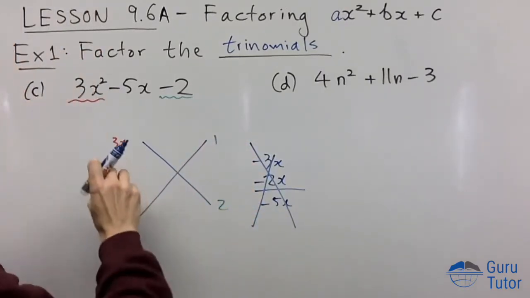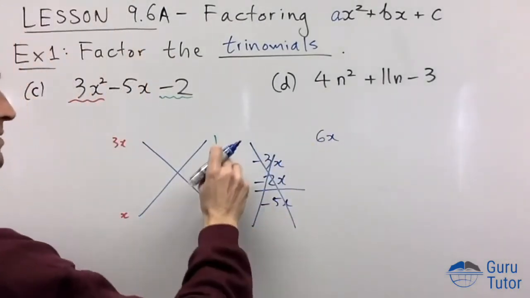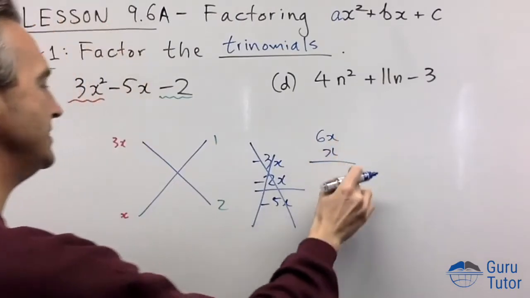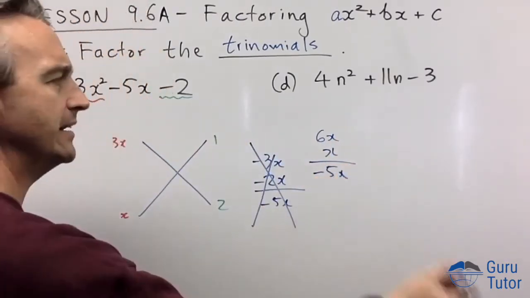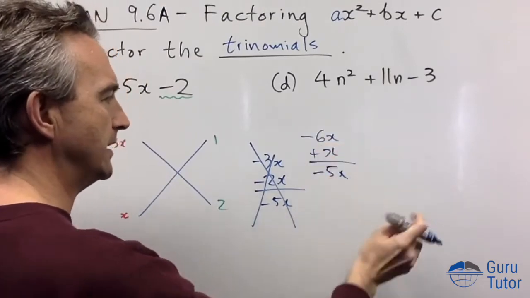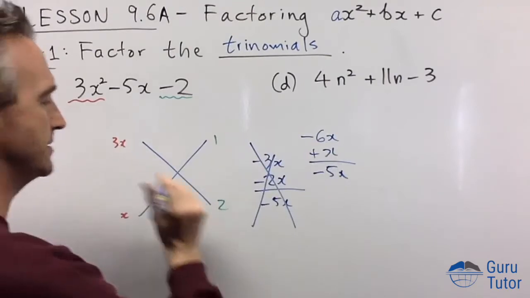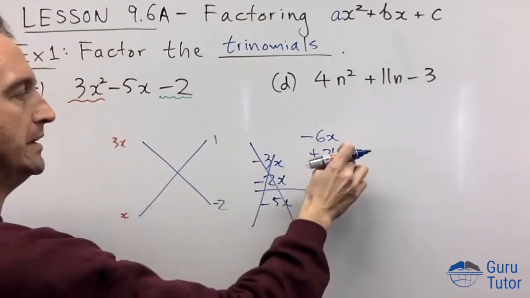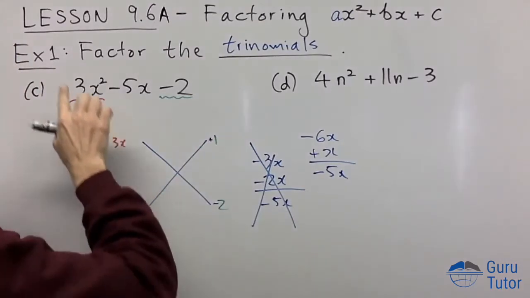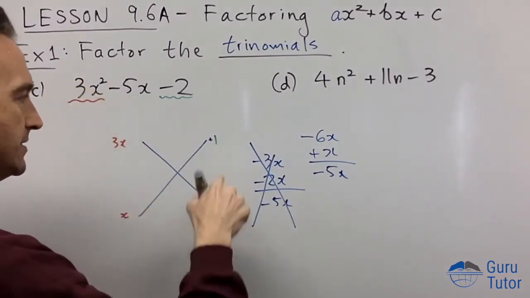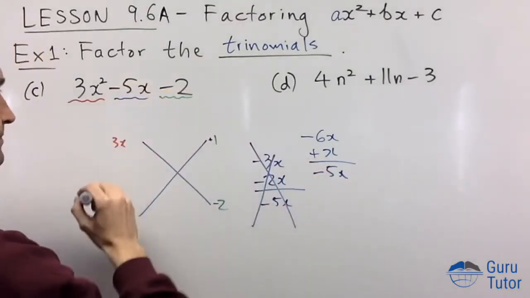Let's try it again. 3x times 2 is 6x. x times 1 is x. Can these two add to give negative 5x? Yes, they can. I need a negative 6x and a plus 1x. Let's backtrack and put these in. So the negative 6x is going to come from this times this. We need a minus there. We need a plus 1x, so that's going to be a plus. Final check. That times that gives that. Yes. That times that gives that. Now it works, okay? And we'll get our minus 5x there.